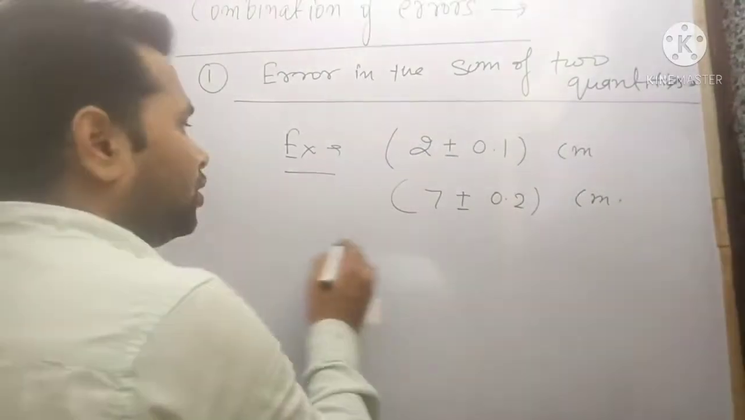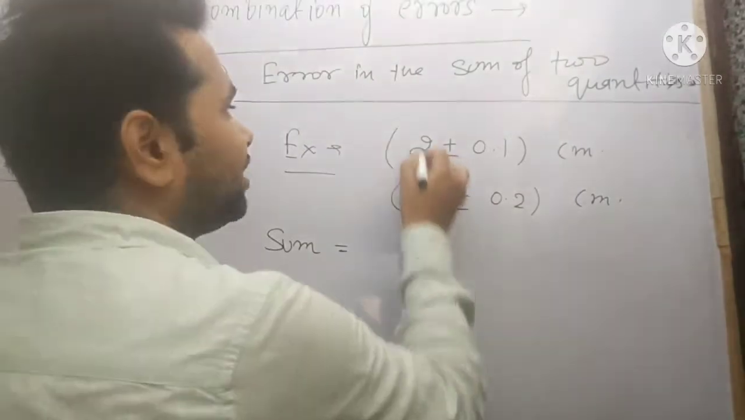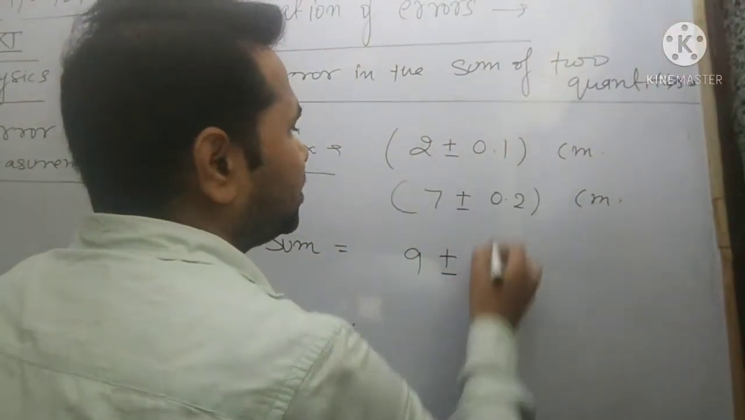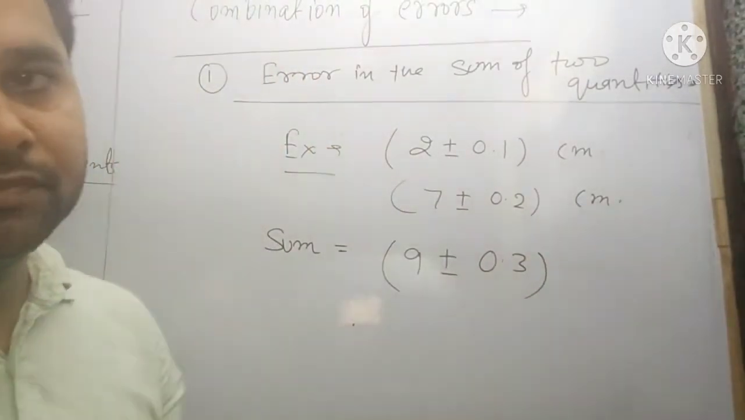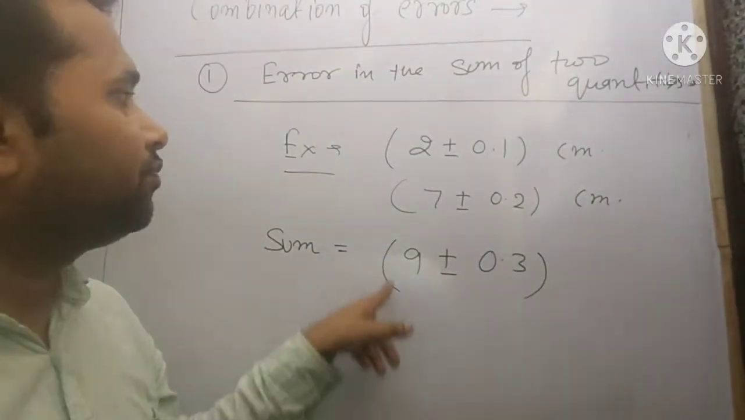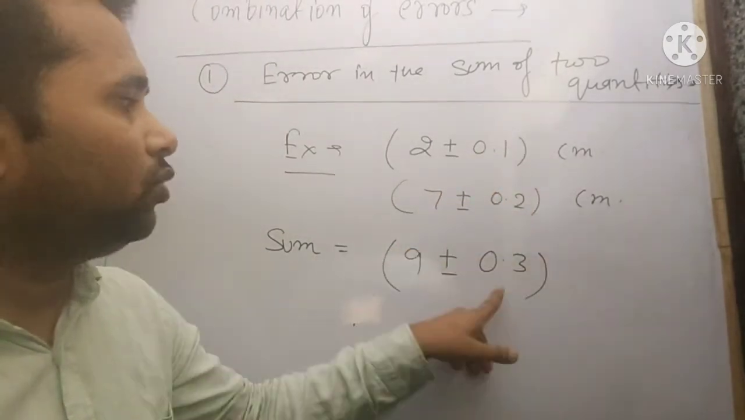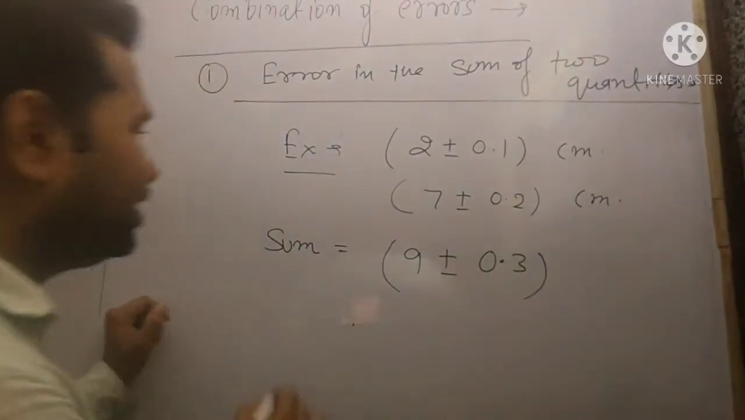Okay, so the sum will be 7 plus 2, which is 9, plus minus 0.3. This is the sum. How do we represent the sum of these two measured values? This is the method: add the true values separately, and add the absolute errors separately. And now what is delta z?